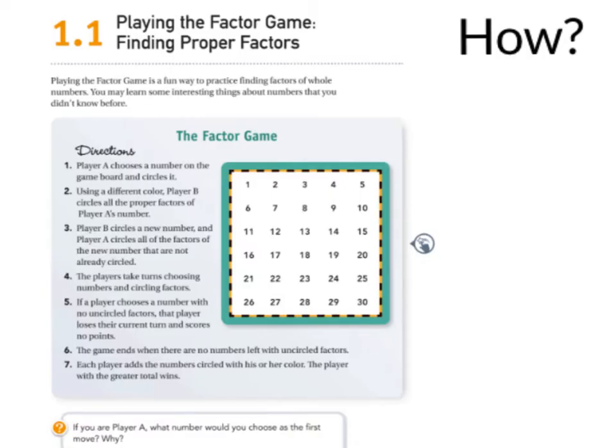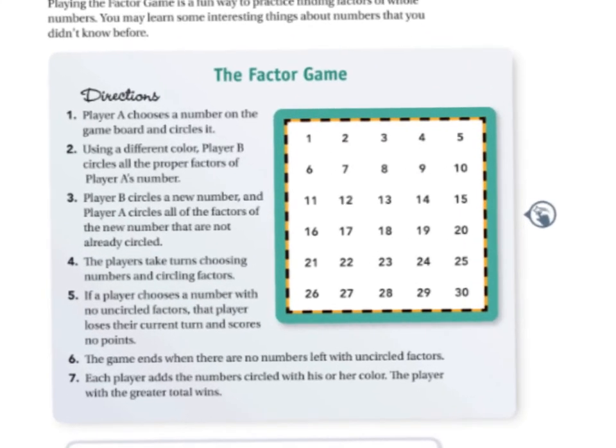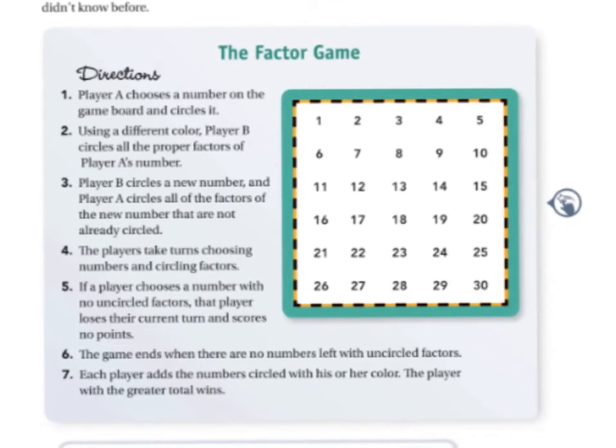Now, how will we do the problem? Tomorrow, we'll start this game. It's called the factor game. It's kind of a fun little game. The rules are here. There's 7 separate rules. And this is the game board. It goes from 1 to 30.